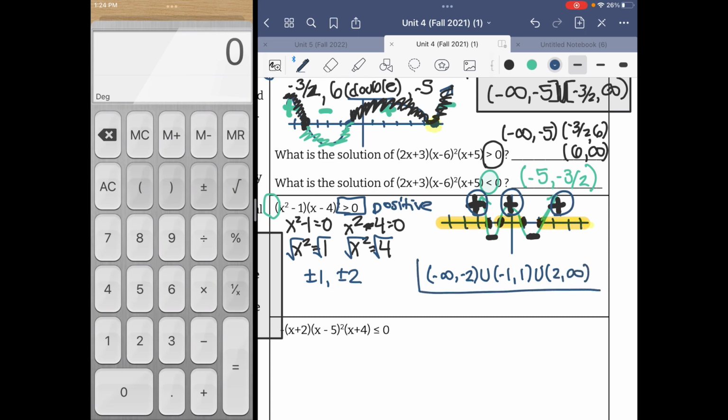Now, I know that some people struggle with the interval part, so I'm going to go ahead and write this underneath my graph. This part is negative infinity to negative 2, negative 1 to 1, 2 to infinity. And I don't want these parts. I just want this, this, and this.